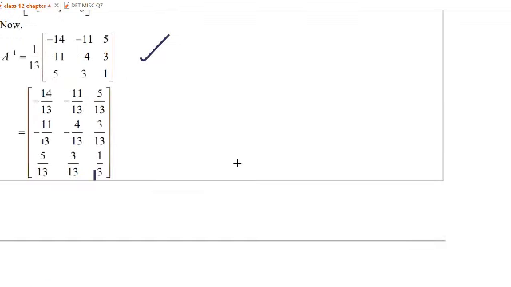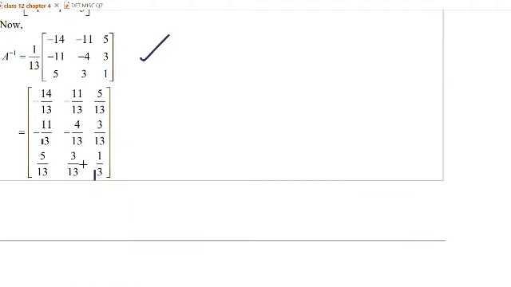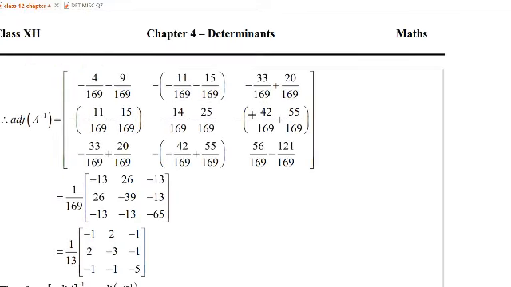And now last one, hiding this element by column and row, minus 33 by 169 and plus 20 by 169. And similarly, this element I'll hide by row and column. So minus 42 by 169 plus 55 by 169. And the last one, this one, 14 fours are plus 56 it will be. And then minus 121 by 169, 56 minus 121 by 169.